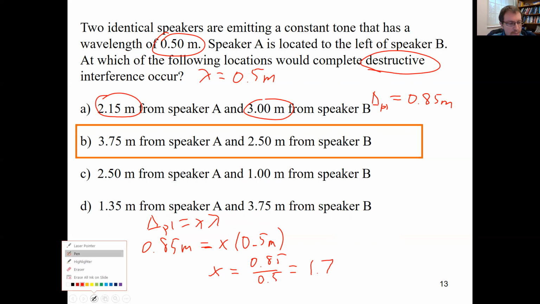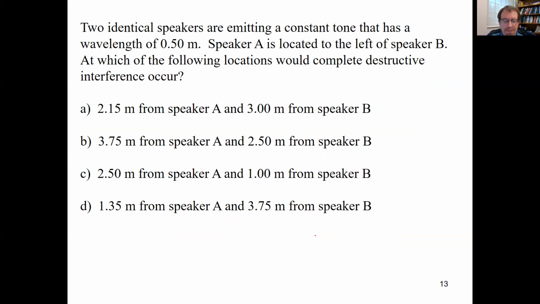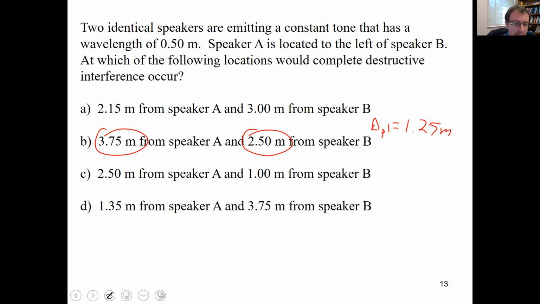Let's think about choice B then. Well, I've given us the answer. We know that it's right, but let's take a look at it. Our distance away from speaker B is 2.5 meters. Our distance away from speaker A is 3.75 meters. So our difference in path lengths there, we'll take the big one minus the small one, is 1.25 meters.